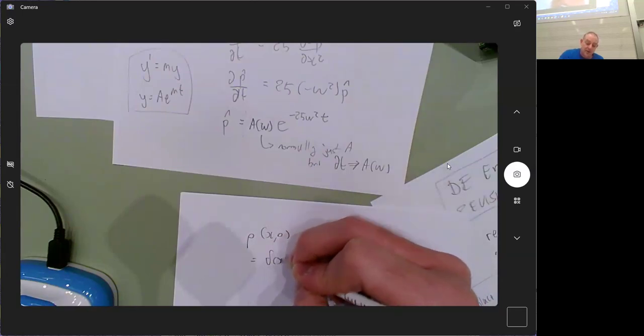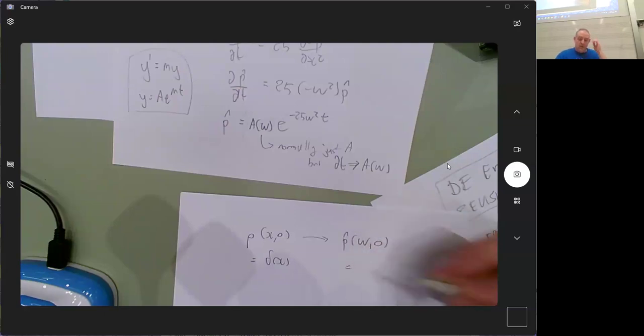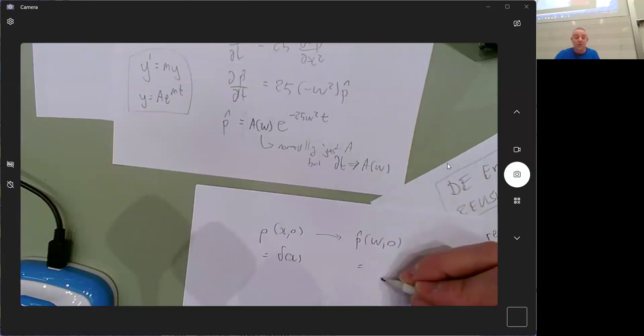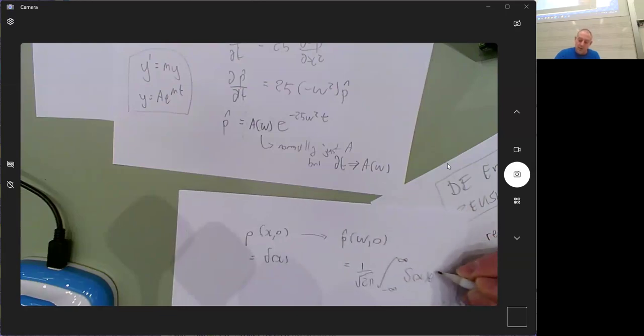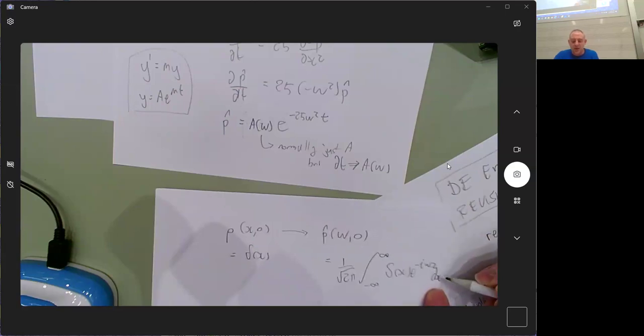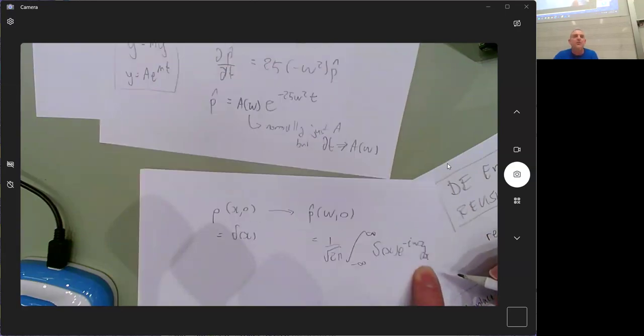But this is equal to delta x, which means this would be equal to, and this is the first time that I have no choice but to just do the integral, 1 on root 2 pi, the integral from minus infinity to infinity of delta x e to the minus iwx dx. I know it's dx and not dw because I have to be left with w's at the end.